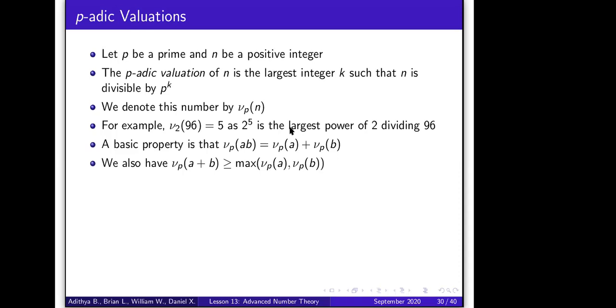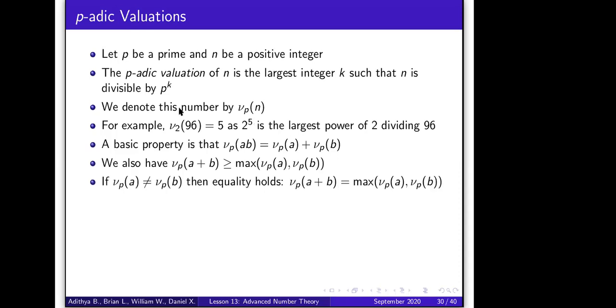Another one is when we add two numbers, their VPs satisfy this inequality. The VP of A plus B is going to be at least, this should be a typo, VP of A plus B is at least the smaller of VP of A and VP of B. You should replace max with min. Sorry about that. And actually, we have equality if the two VPs aren't equal.